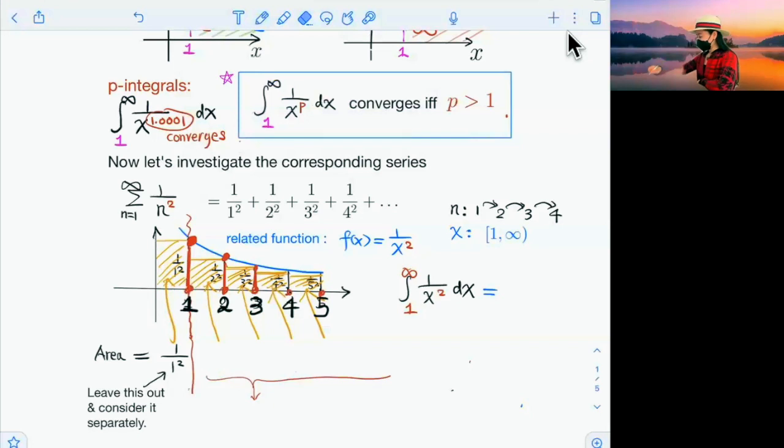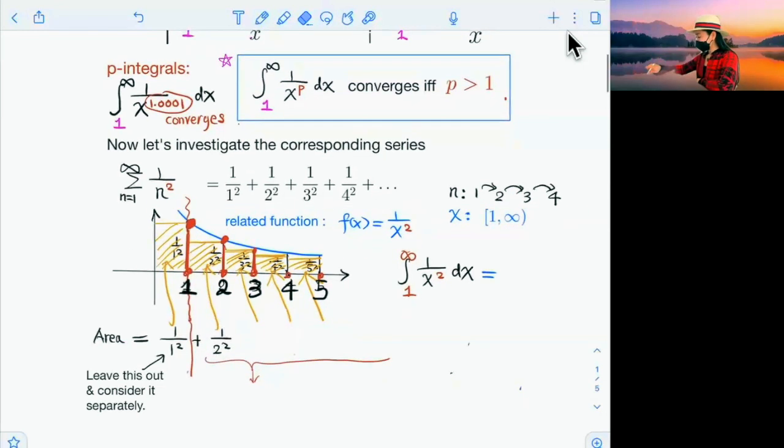Okay. All right. What about this second rectangle here with this height and this width? What's the area of this rectangle? 1 over 2 squared? Yeah, you got it. Good job. Okay, 1 over 2 squared, right? And then the next one, everyone tell me the next one, 1 over 3 squared, etc. You continue like this.